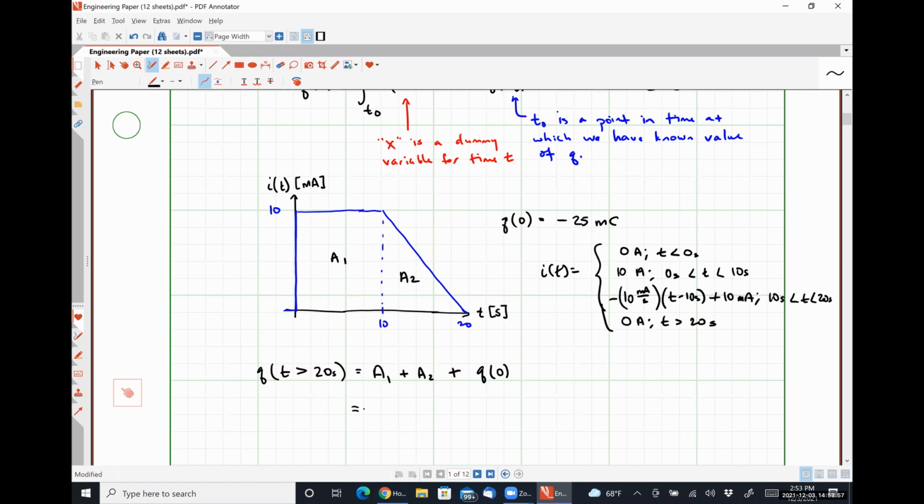So what's my area A1 going to be? Units are very important here, okay? So I have a rectangle. What's the area of a rectangle? Base times height, right? So we have a base of 10 seconds and a height of 10 milliamps. And then I have my right triangle, A2. What's the equation for the area of a right triangle?